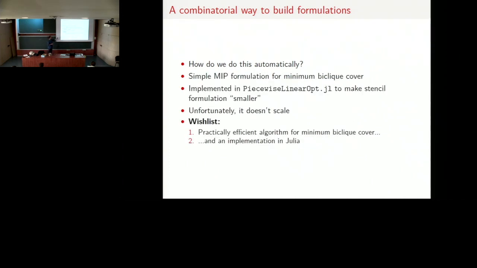But really what we're running into is that this MIP formulation is not actually a good MIP formulation, so it doesn't scale. So I would say one wish list item I have here is a practical, efficient algorithm for computing this minimum biclique cover and a Julia implementation of that algorithm. Right? I think that would be really cool.